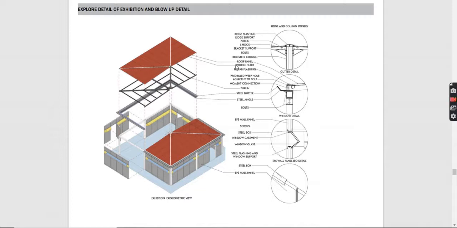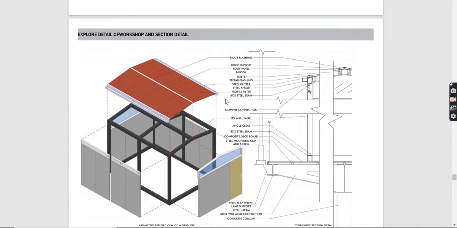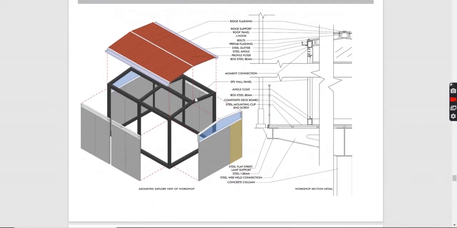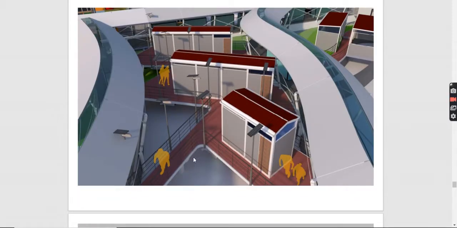I have used the roof, EPS roof, Berlin button board, EPS panel. This is the explore detail of the workshop. This is the structure I have used on a small scale, and down there it's a white structure where the water flows down. There the water goes, and it goes to the water collector tank.